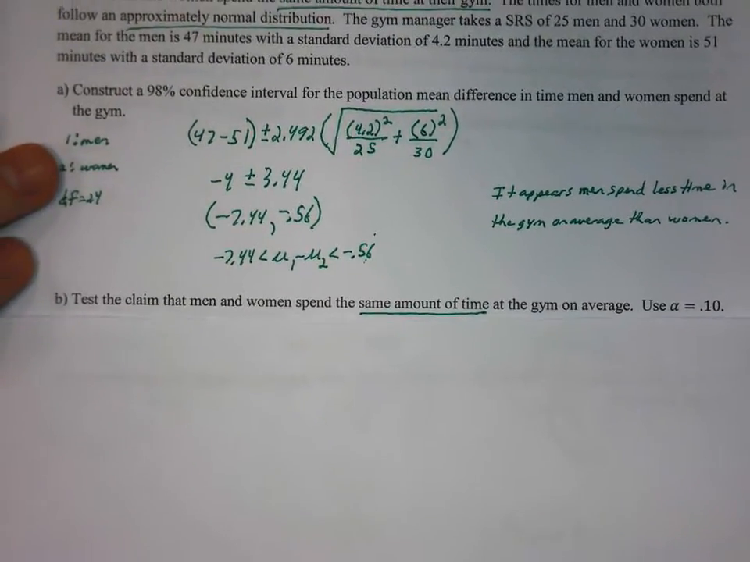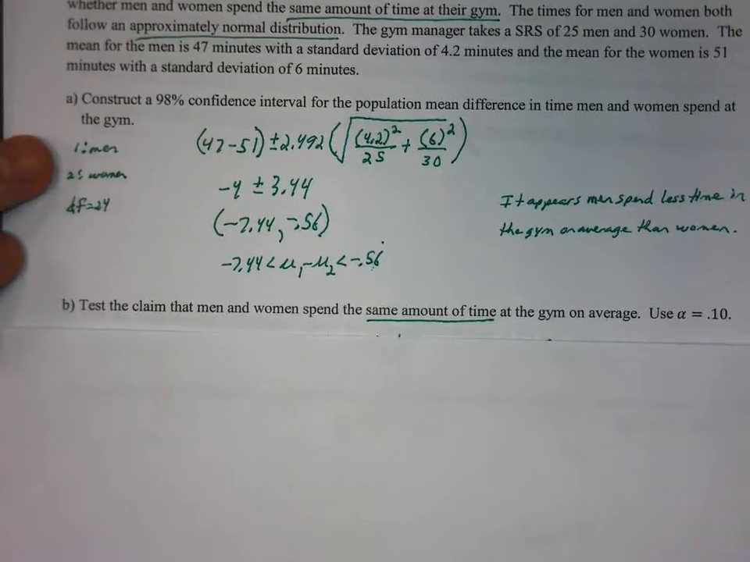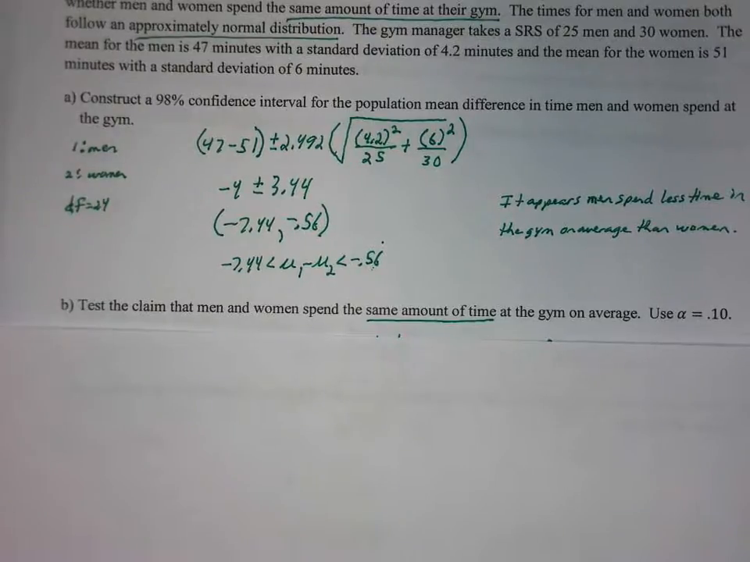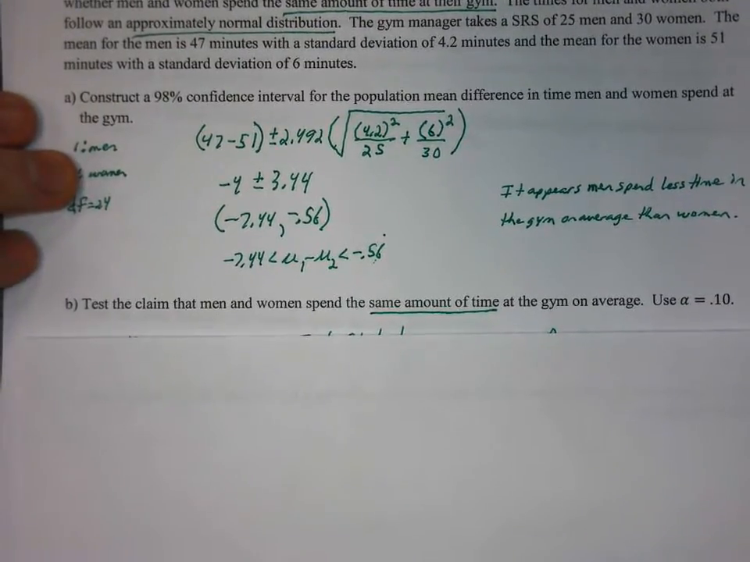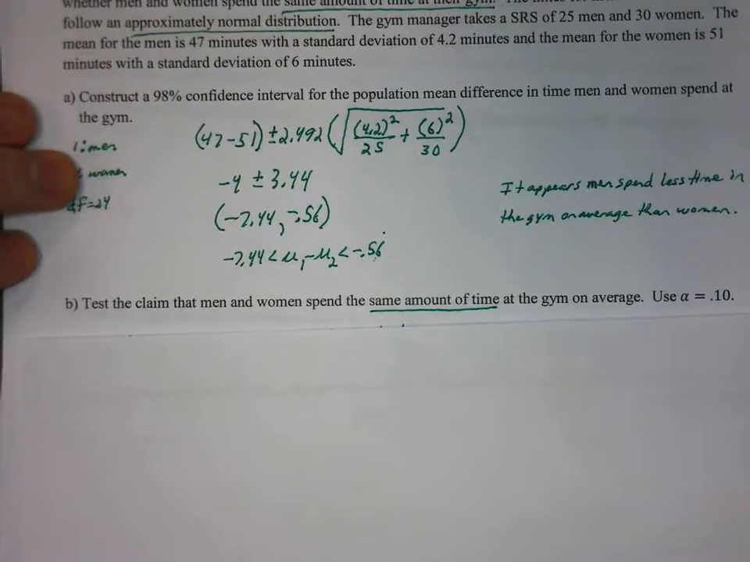Okay, if we do a hypothesis test to test the claim that men and women spend the same amount of time in the gym on average, and if we use an alpha value of 0.10, so for the hypothesis test, we're going to make our hypotheses.